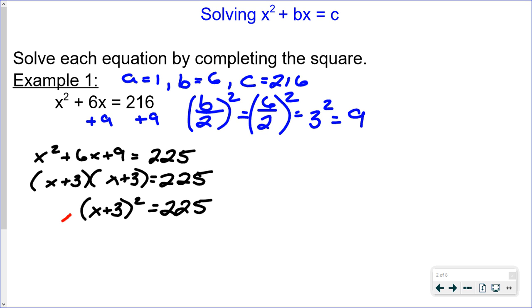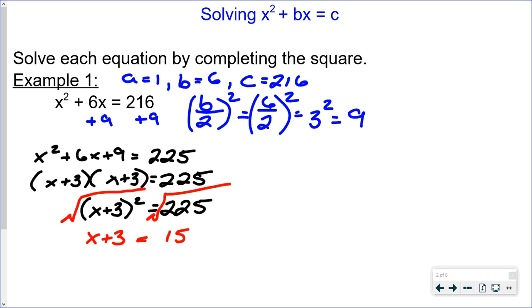So the way you would solve this is to take the square root of both sides. So over here, this just becomes x plus 3, because it's saying what multiplied times itself is equal to x plus 3 to the second power. That would be x plus 3. And then over here, the square root of 225 is 15. But here's where you have to be very careful.